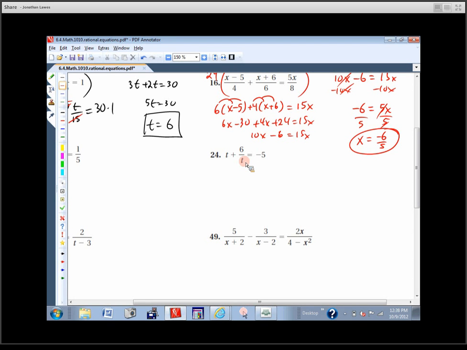Before I do that, I want to look at the original problem and see, do I have any issues? Is there anything that would not work? I know for a fact it wouldn't work. Okay, so let's keep track of that. Let's say t cannot equal 0.